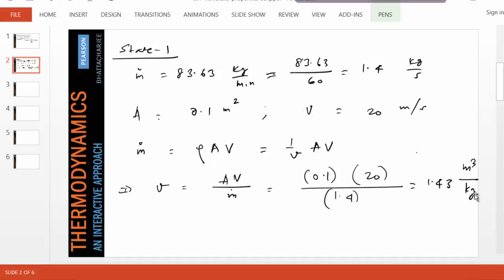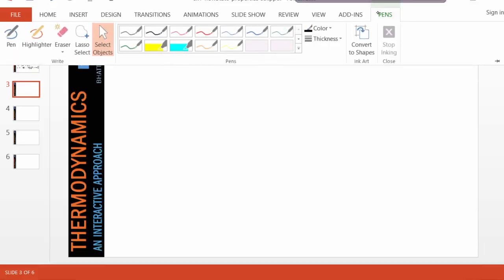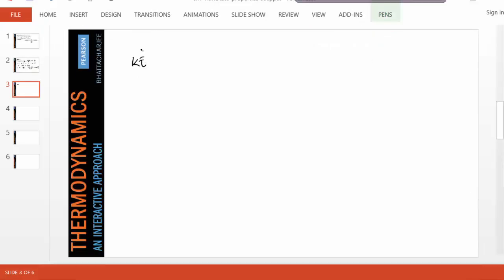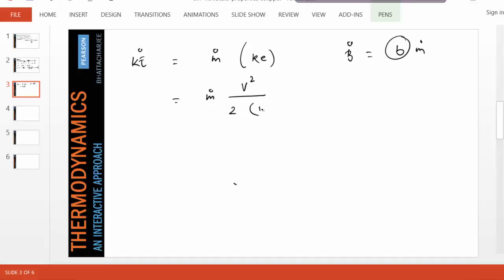The rate of transport of Ke, which is called Ke dot, is the rate at which kinetic energy is transported by the flow, and is given by mass flow rate times specific kinetic energy. Recall that the transport equation is what? B dot equals B times m dot, where B is the specific property. So how much kinetic energy is carried by this flow? We already have evaluated m dot, and Ke is V square over 2 times 1000.